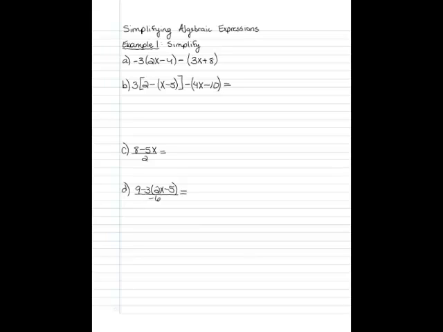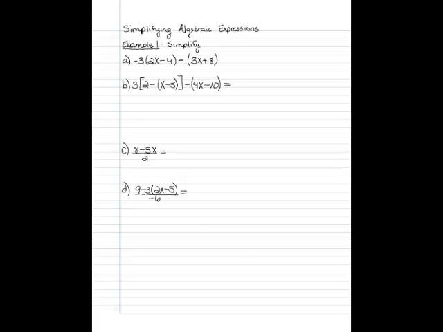In this section, we will be simplifying algebraic expressions. Now, in order to do this, we will first use the distributive property to remove any parentheses that exist in the expression. Then combine like terms until it gets down to simplified form. Here in part A, we're going to start by removing the parentheses.